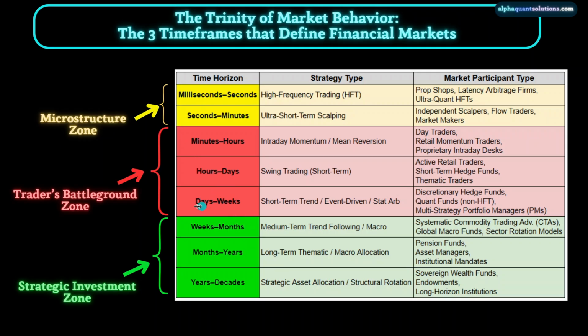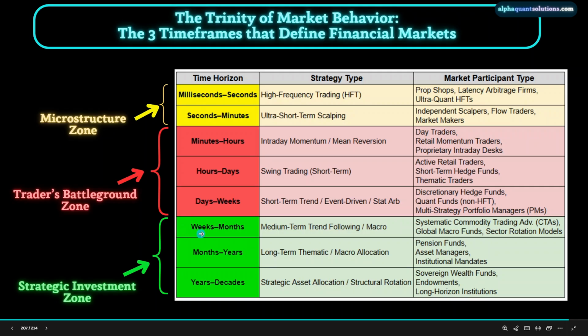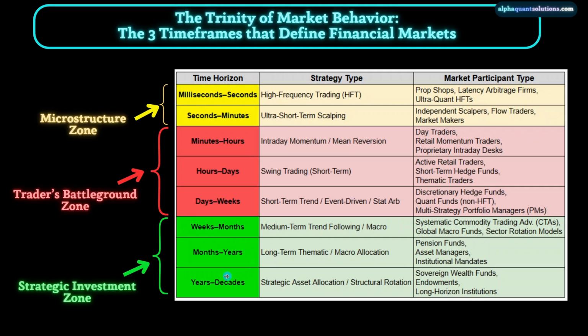The third time frame, shown here in green, stretches from a couple of weeks to decades, and we would like to call it the strategic investment zone. And here it's all about long-term capital allocation and macro and regime-based asset allocation.